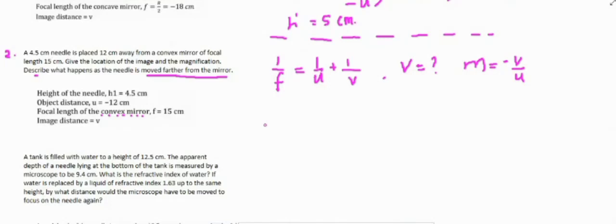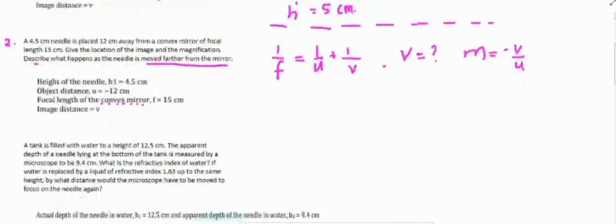Now, if you move the object away from the mirror, what happens to the image? The image approaches the principal focus, because the image can be formed only between principal focus and pole. So when you move the needle farther from the mirror, the image moves towards the principal focus. So that is the answer to the second question.